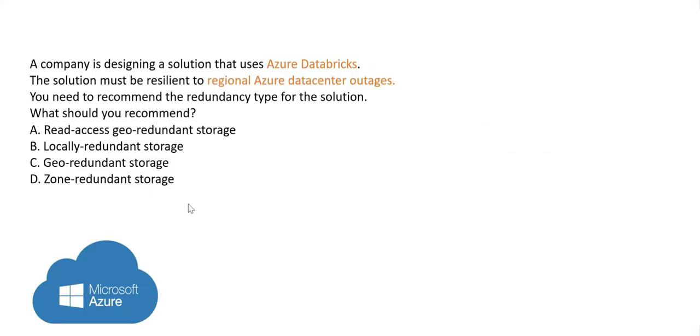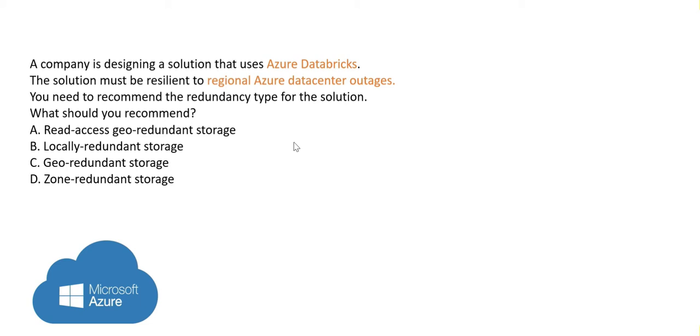So this question is on redundancy types. A company is designing a solution that uses Azure Databricks. The solution must be resilient to regional Azure data center outages. So this is the keyword. It should be resilient to the regional data center outages. That means if your application is deployed in one region and all the data centers in that region have an outage, you should recommend a solution for this.